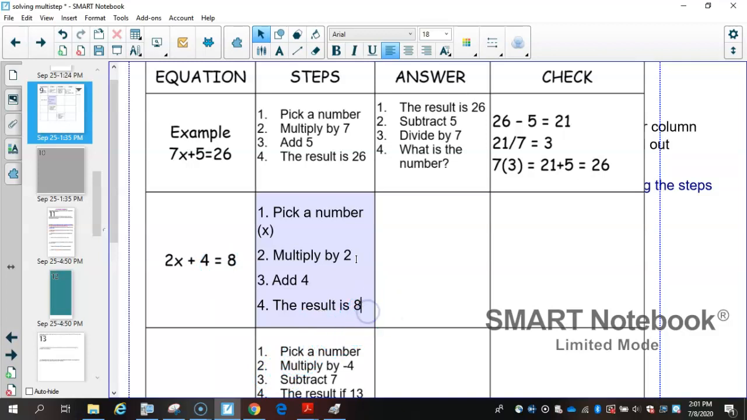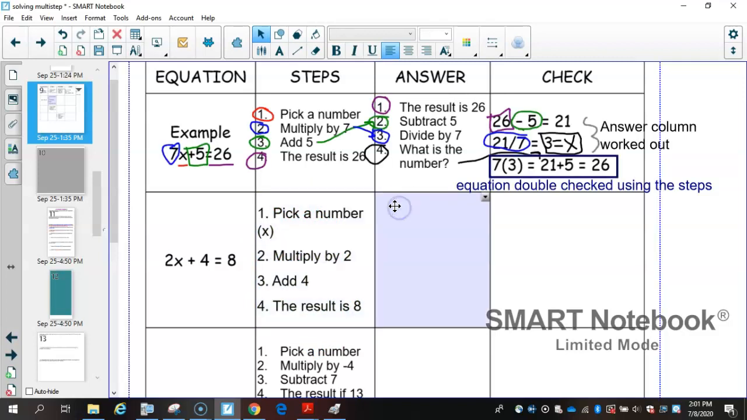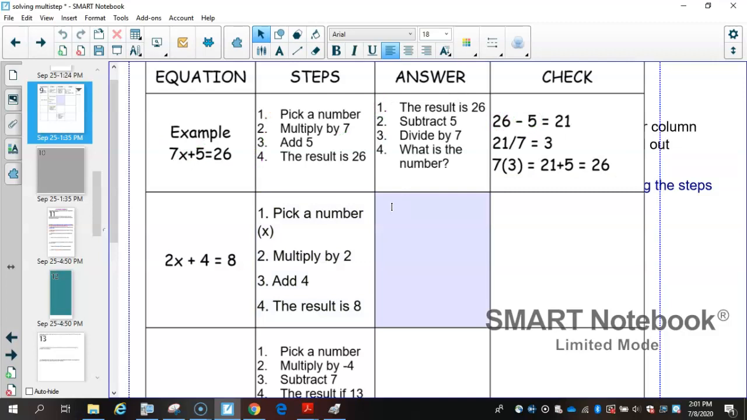Right? Now, we're going to use these to help us do our answers. Remember that the first step of the answer column is always the last step from the steps column. So we're going to start off with the result is 8. Now we're kind of working backwards. So instead of going 1, 2, 3, 4, we're starting at 4 and we're going up to 3, but we have to do the opposite. So we are now going to subtract 4.